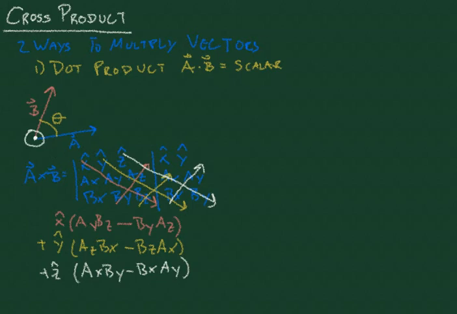In the other case, we'll see in a second that if we had A and B reversed, and we took the cross product of that, then it would be into the screen. It would be in the opposite direction. In other words, A cross B is equal to minus B cross A.